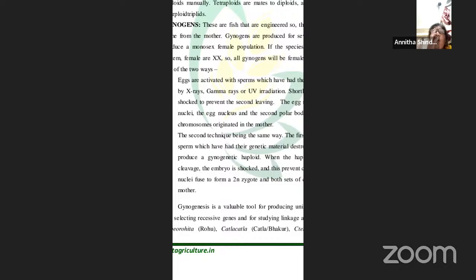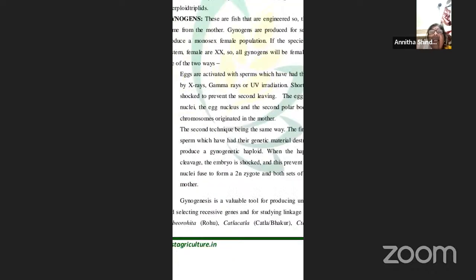Now, these are the sets of chromosomes originated in the mother. So what they're saying is, first, we have to take the eggs and activate them with sperms whose genetic material has been destroyed. It means you have to take sperms whose chromosomes are inactivated or damaged by exposing them to X-rays, gamma rays or UV radiation. Here the eggs are activated, they are good enough, but the sperms are inactive, destroyed, damaged by the exposure.